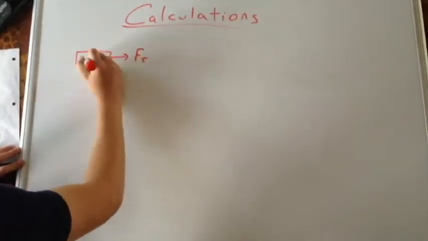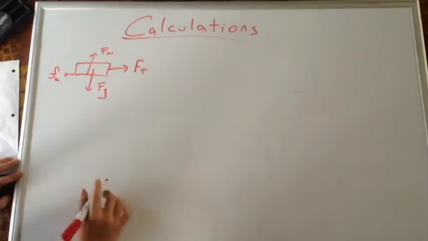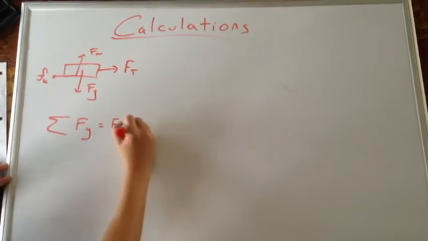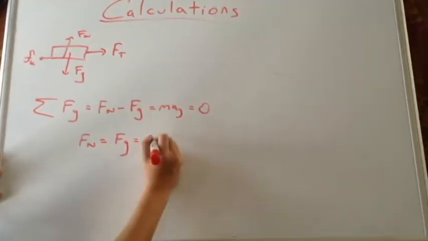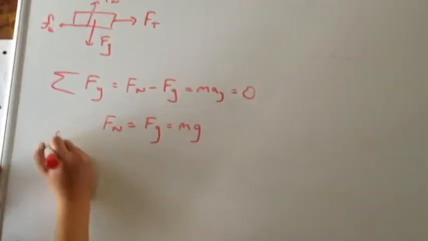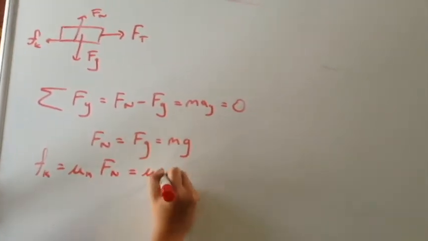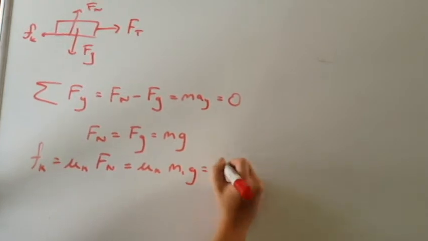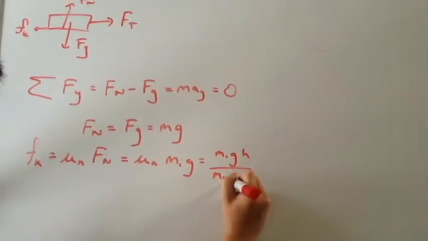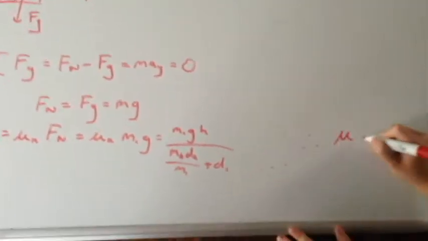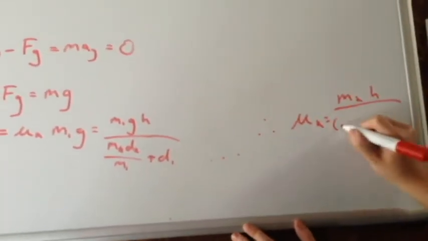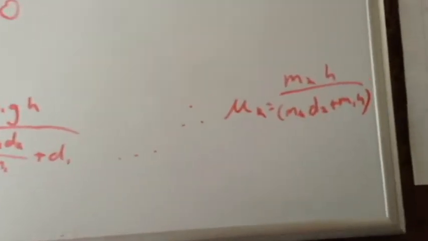Now, let's look at the forces acting on block 1. We know that the forces in the y direction cancel out because the acceleration in the y direction is 0. Therefore, the force of gravity is equal to the normal force. Additionally, we know that the force of kinetic friction is equal to the coefficient of kinetic friction multiplied by the normal force. Using this fact, we can use the expression for the force of kinetic friction that we found earlier to solve for the coefficient of kinetic friction.